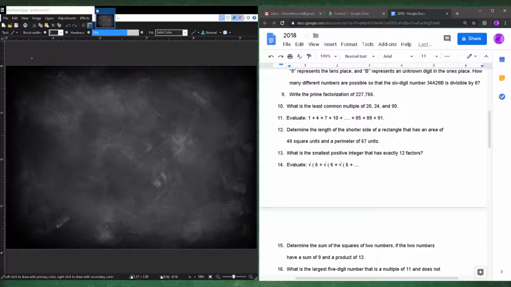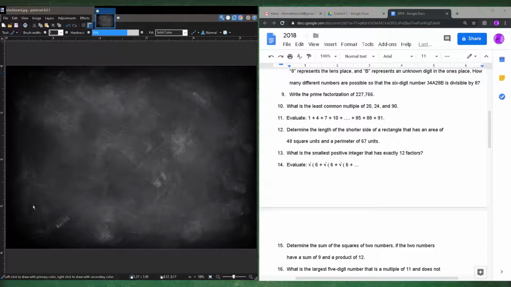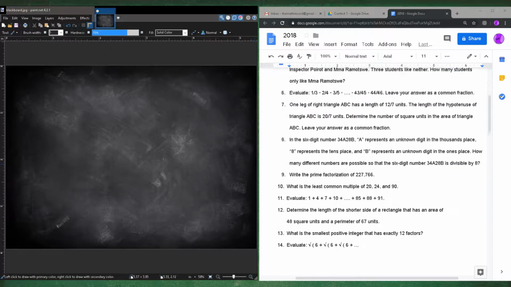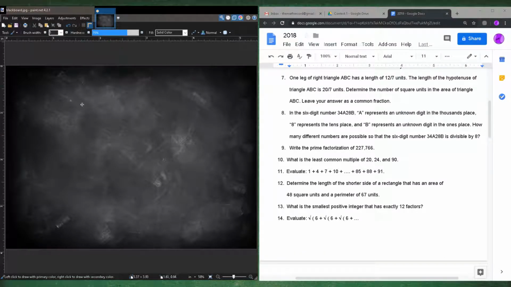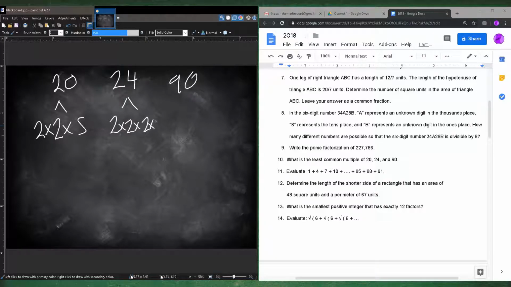Well, we would just do the same process as we did for number 2, but now we're going to do it for 3 numbers. So we have 20, we have 24, and we have 90. So 20 is the same thing as 4 times 5, and 4 is 2 times 2, so 20 is 2 times 2 times 5. 24 is 8 times 3, so that's 2 times 2 times 2 times 3, right? 90 is 9 times 10, so 9 is 3 times 3, and 10 is 2 times 5.